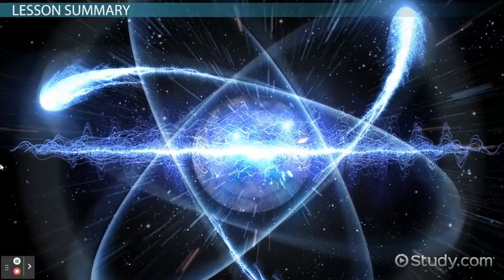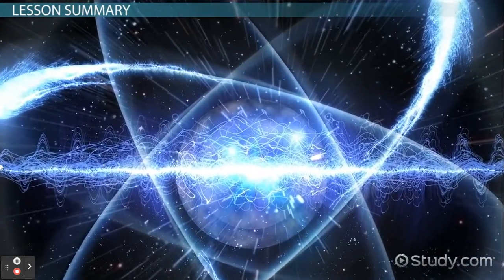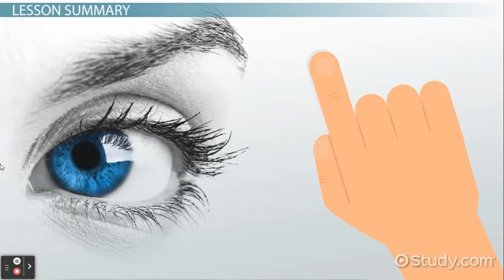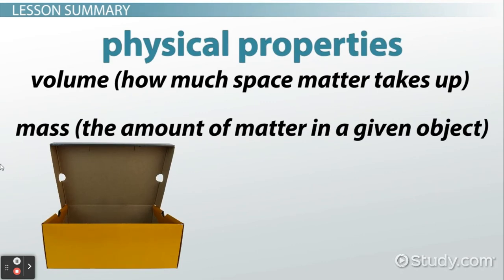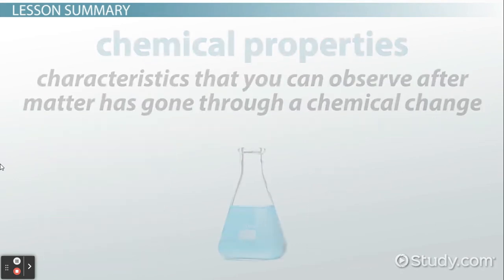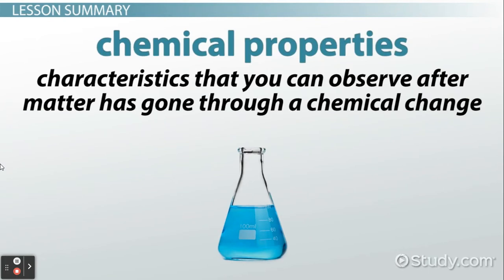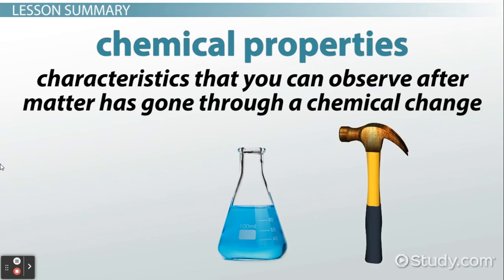Matter is all around us. It's the stuff that makes up everything you can see or touch. Matter can have physical properties, such as volume, how much space matter takes up, and mass, the amount of matter in a given object. It can also have chemical properties, which are characteristics that you can observe after matter has gone through a chemical change, like when metal goes through oxidation and becomes rust.